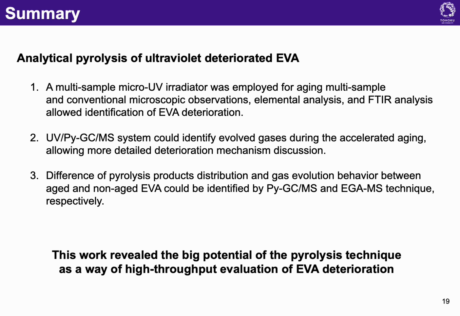And finally, the difference of pyrolysis products distribution and gas evolution behavior between aged and non-aged EVA could be identified by PY-GC-MS and EGA-MS techniques respectively. So let me conclude that this work reveals the big potential of the pyrolysis technique as a way of high-throughput evaluation of EVA deterioration. So that's all.